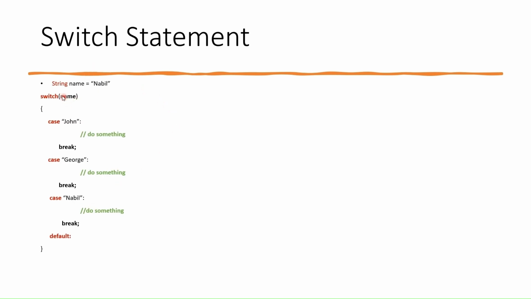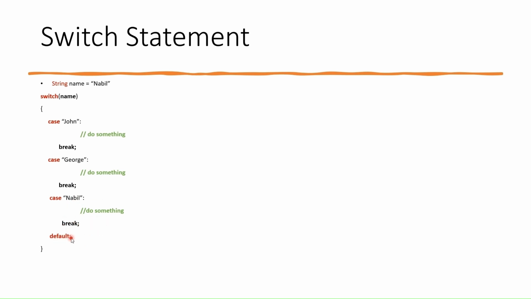Now here is an example. String name equals, assign it Nabil. Switch name. Case John: do something and break. Case George: do something, break. Case Nabil: do something. So this line of code will execute, and break.